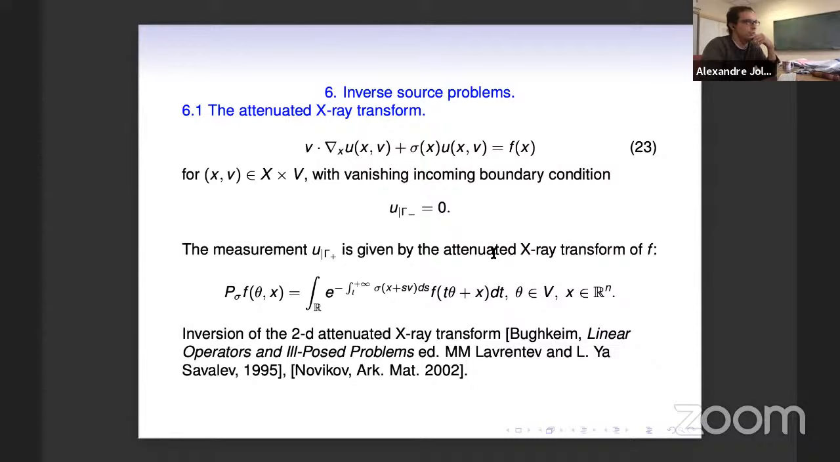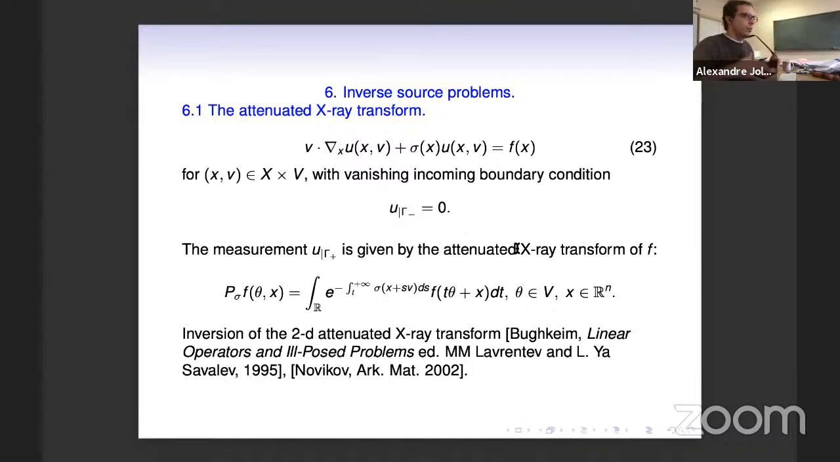Okay, what was your question? In that case, you do not have any scattering, so everything stays in a plane, and if you have a 3D space, you can slice the space into planes, and on each plane you recover your function f from your data.